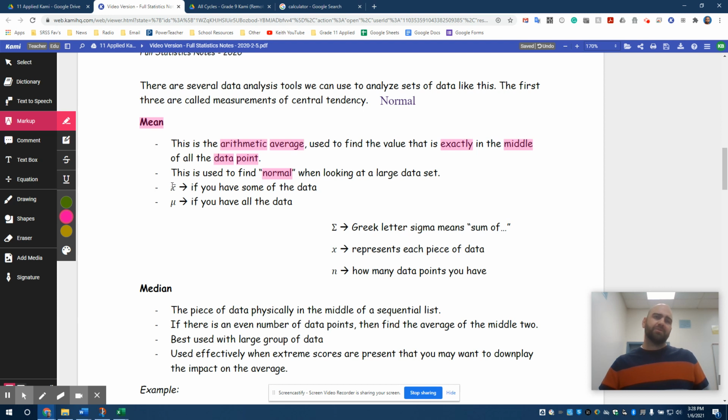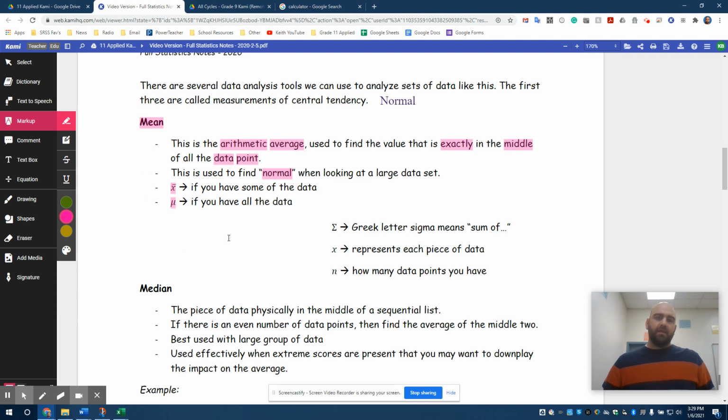Now we have two different ways of measuring it. Number one is something called X bar, and you can see a little bar there on top of the X. That's if we have some of the data. If we have all the data, we're going to use mu. We'll use those throughout this unit. This little U is actually a Greek letter called mu. We use it when we probably have most or all of the data.